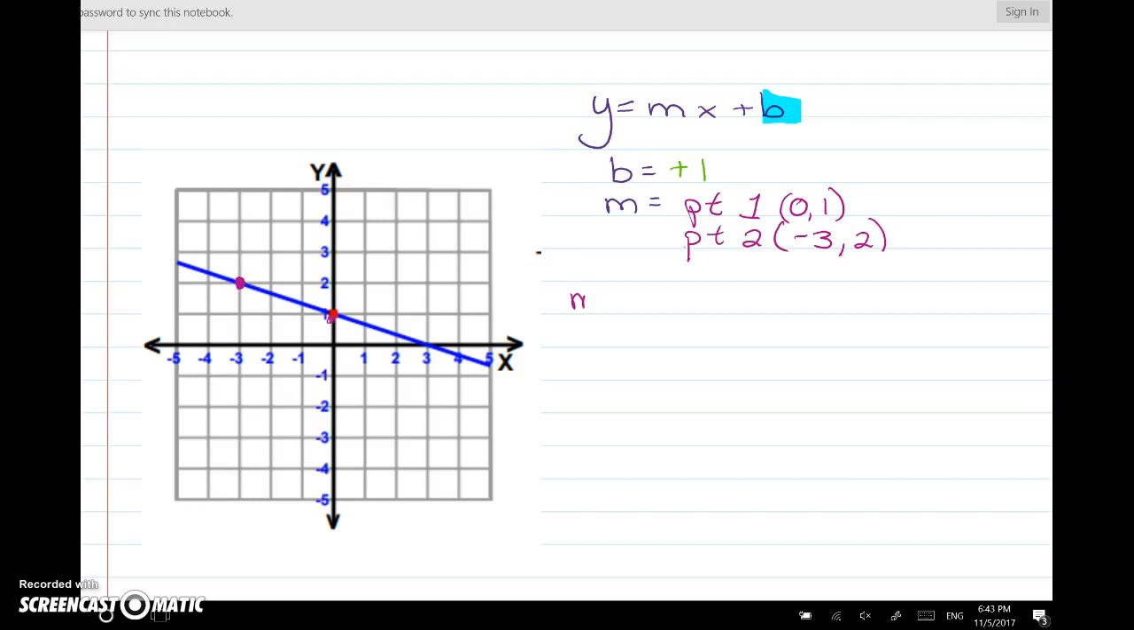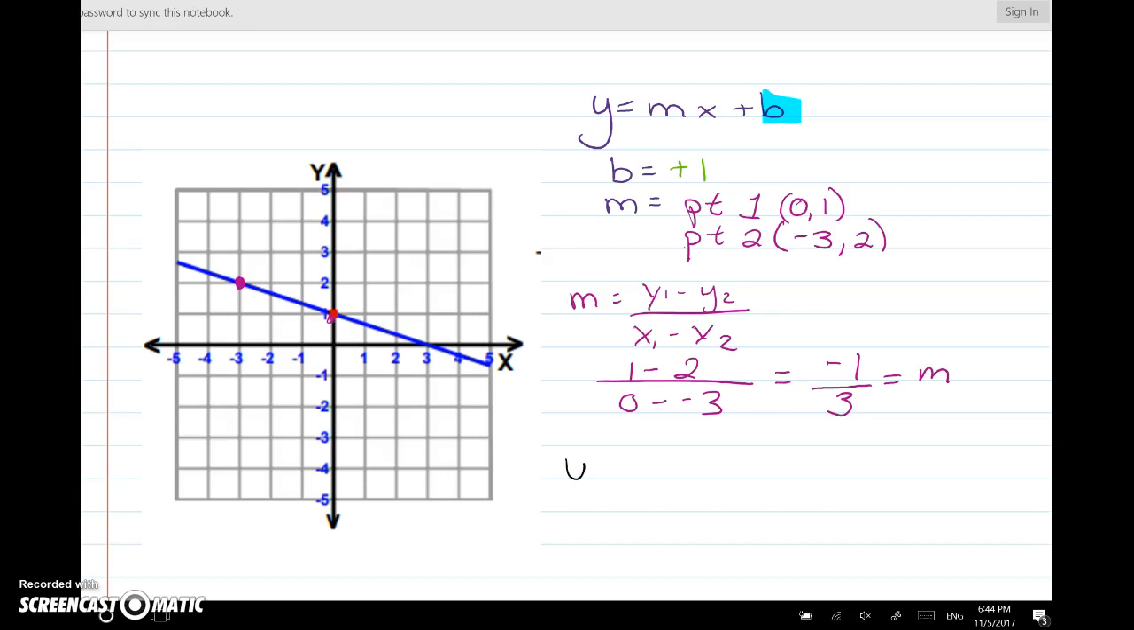And we write our formula for slope. y1 minus y2 over x1 minus x2. And we go ahead and we just plug in our numbers. 1 minus 2 over 0 minus negative 3. 1 minus 2 is negative 1. 0 minus negative 3 is 3. And my slope is negative 1/3.